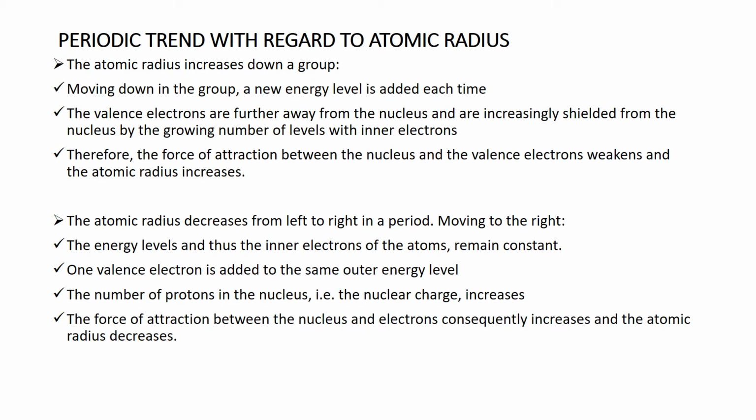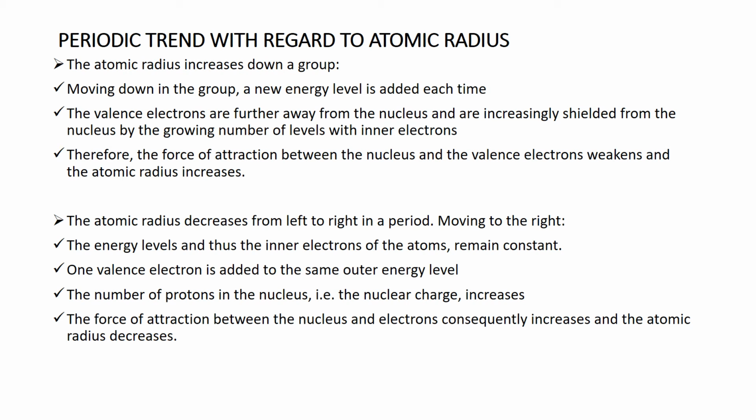And then let us see the trend in the periods of the periodic table. So the atomic radius will decrease from left to right in the period. So as you move from left to right in the periodic table, your atomic radius decreases. Why is that? It is because the energy levels remain constant. So you don't add any new energy levels as you move from left to right in the periodic table. And so the inner electrons of the atoms remain constant as well. One valence electron is added to the same outer energy level. So you are not adding a new outer energy level, but you are adding one valence electron.